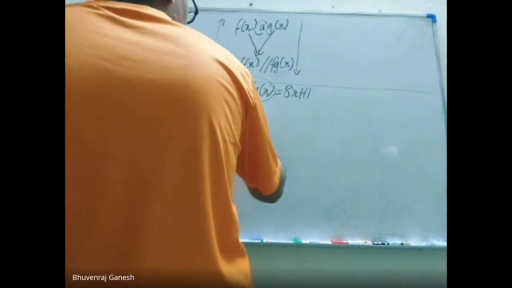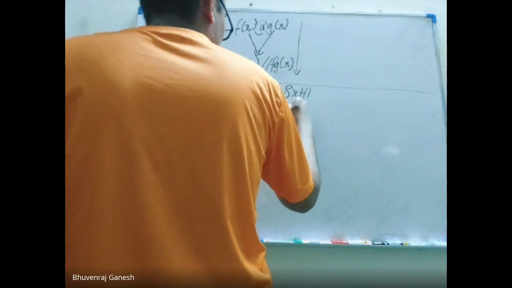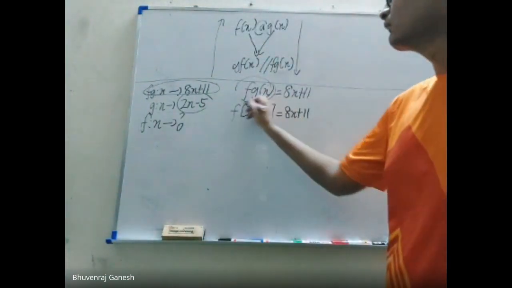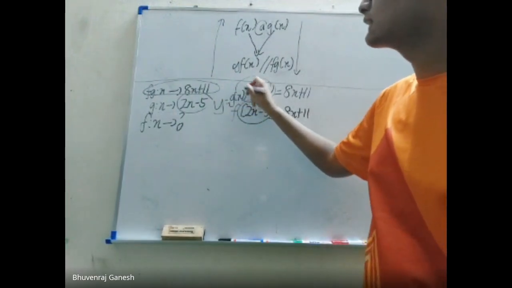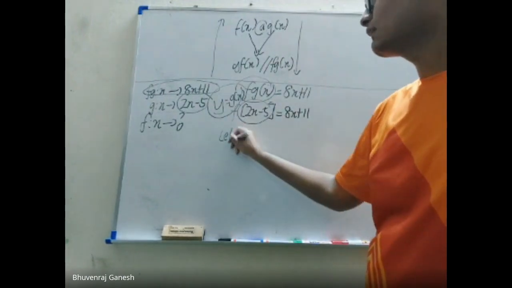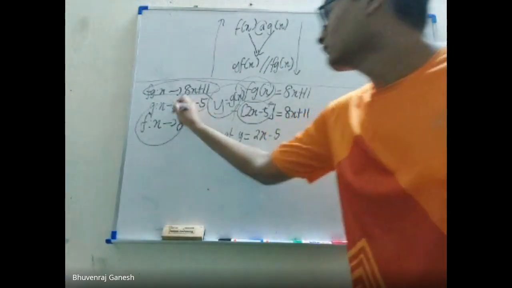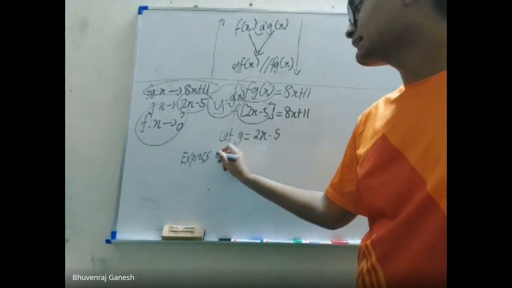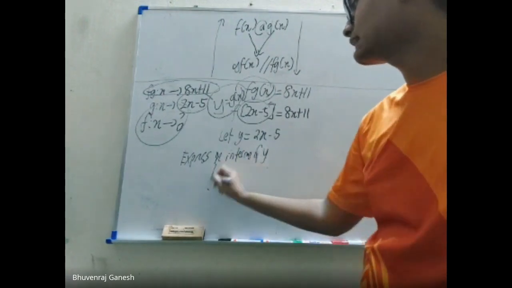So you will have f, what's your g(x)? 2x minus 5 equals 8x plus 11. Same composite function thing. So from here, we are going to do a step. This also represents y, if you notice. y is g(x). We're going to use this step here. So I'll say let y equals 2x minus 5. You want to find f(x), right? This is our question. So why don't I express this equation, express x in terms of y, so that I will already have f(x).